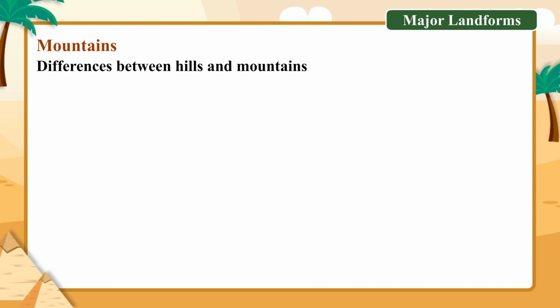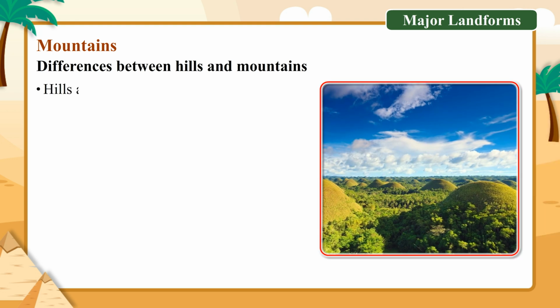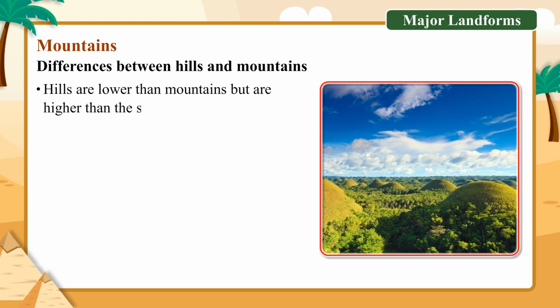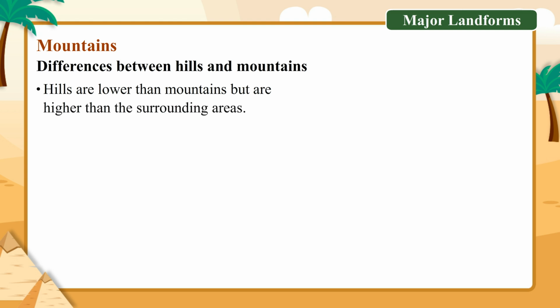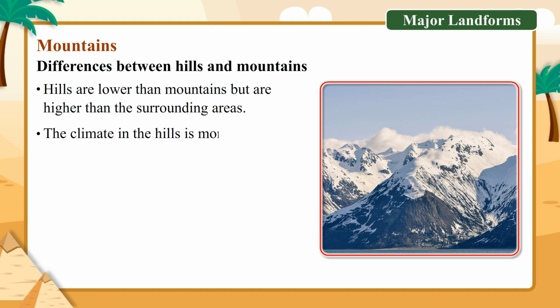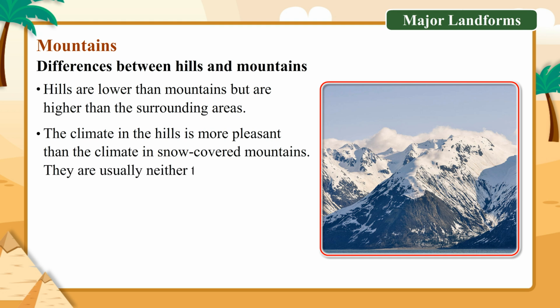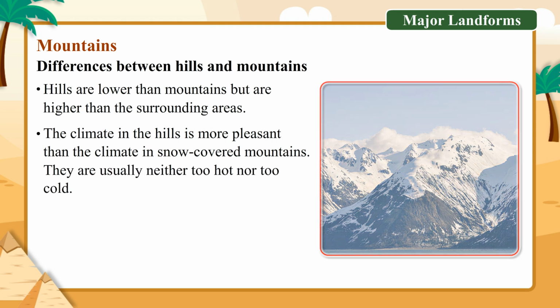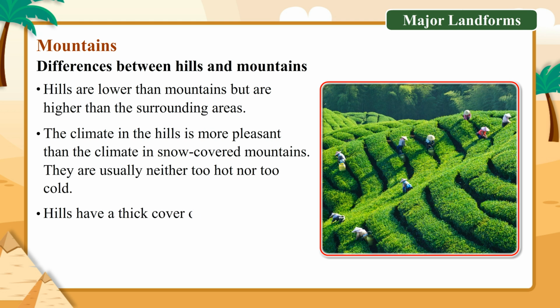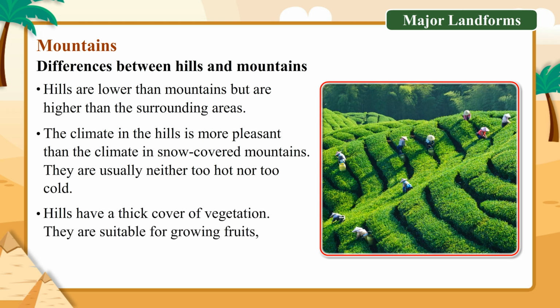Difference between hills and mountains. Hills are lower than mountains but are higher than the surrounding areas. The climate in the hills is more pleasant than the climate in snow-covered mountains. They are usually neither too hot nor too cold. Hills have a thick cover of vegetation. They are suitable for growing fruits, tea and coffee.